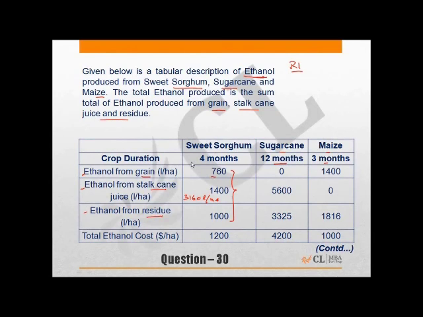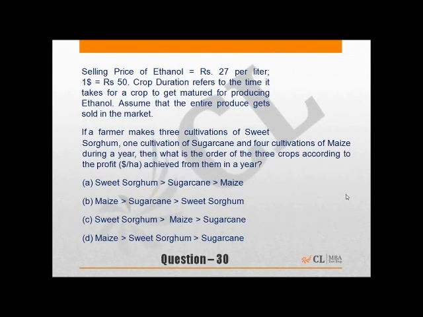So, the crop duration of sugarcane is 12 months, which means only one crop per year. The crop duration for sweet sorghum is 4 months, so it will give me 3 crops per year. So the total would be 3 into 3160. Here it is 1 into this much, and maize is 3 months, so it will give me 4 crops per year. So it should be this total into 4, the total amount of ethanol which I can produce in a particular year. Let's go further. Selling price of ethanol is rupees 27 per liter.